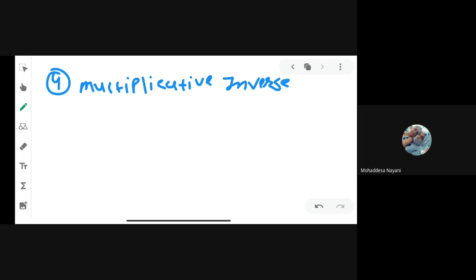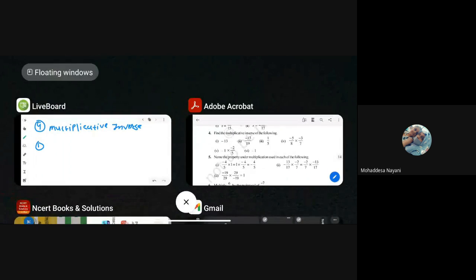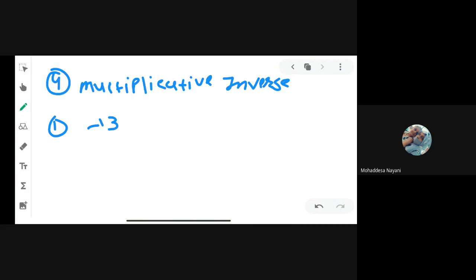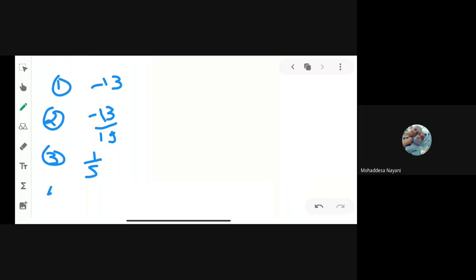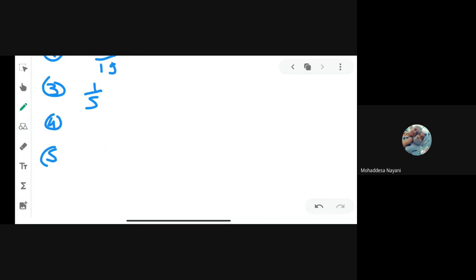Okay, question number 4, multiplicative inverse. First question is minus 13, then minus 13 by 19 and 1 by 5. First, we are writing the question. Minus 13 by 19. Third question is 1 by 5. Then fourth question, fifth, sixth, and seventh question.